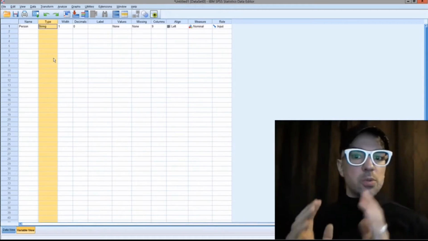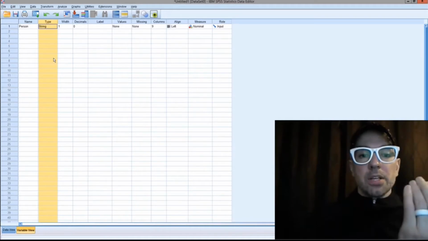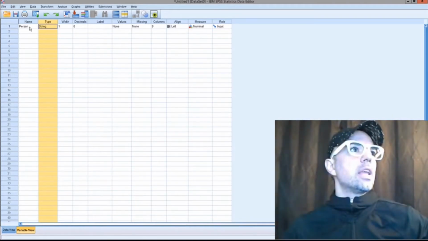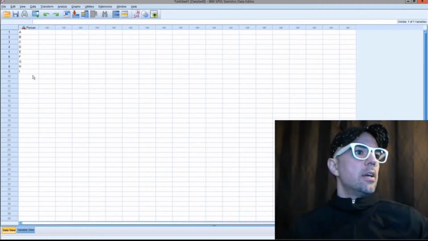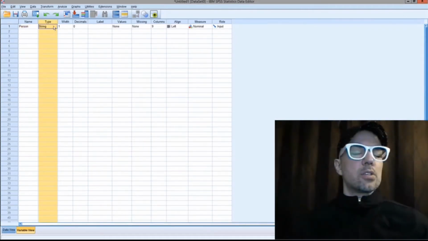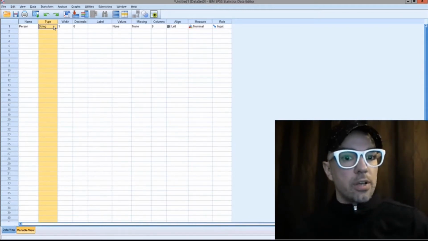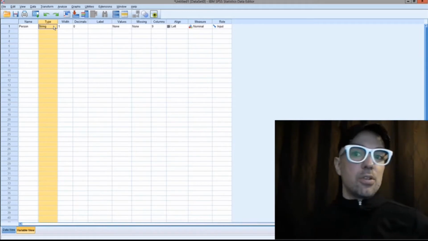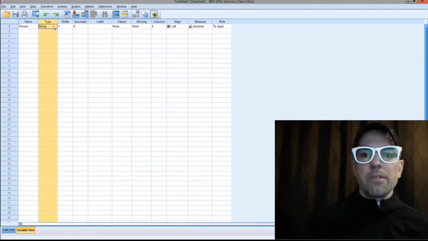So SPSS will try to classify your variable as either consisting of words or consisting of numbers. So what we have here is our person variable, which is a series of letters. And SPSS has said, oh, okay, it's a series of letters, so I'm going to call that a string variable, aka I'm going to call that a word variable. This is very important because SPSS will not allow you to do certain things like a dependent means t-test if you have a word variable.